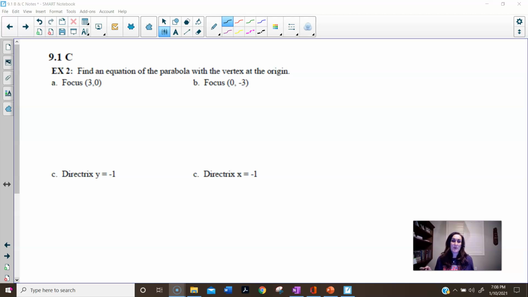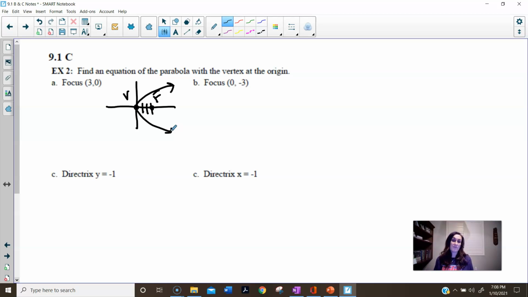So looking at example 2, we're going to find the equation of the parabola, and the vertex, or the h, k, is going to be 0, 0 because it's at the origin. They're going to give us a clue about the parabola. This first one tells me that the focus is 3, 0. Sometimes it will help if you just draw yourself a little graph to see what that looks like. So right 3 and up 0 is the focus. We know that the vertex is going to be at 0, 0. The parabola always wraps around the focus. So therefore, we know this parabola is going to open up to the right.